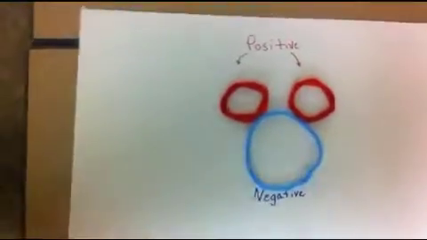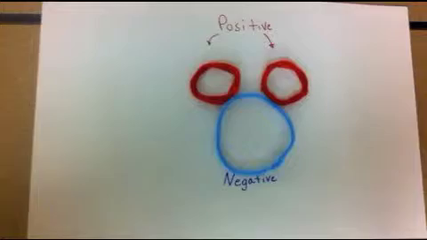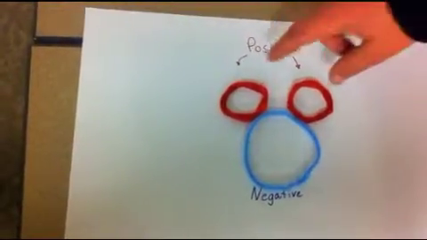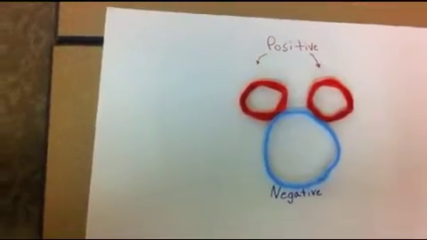Polarity means that there's a difference in charges of the molecules. As you can see here, the top part is positive, the bottom part is negative. The top part is the two hydrogens and the bottom is the oxygen.